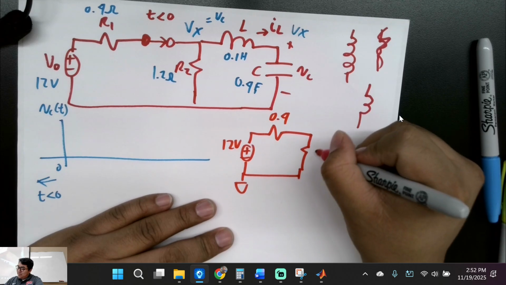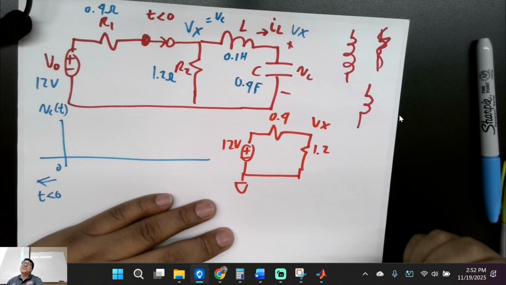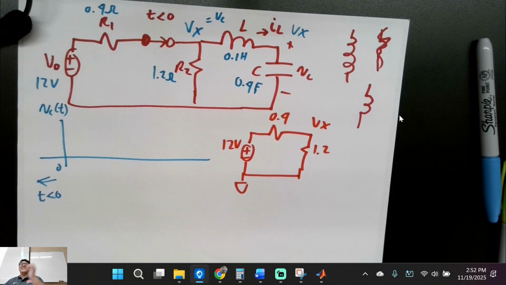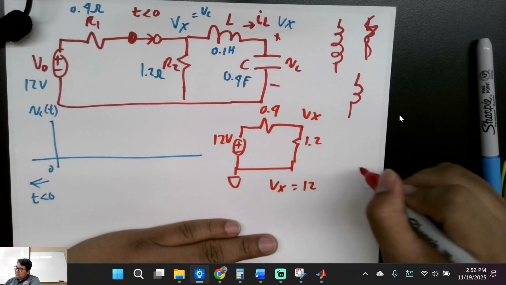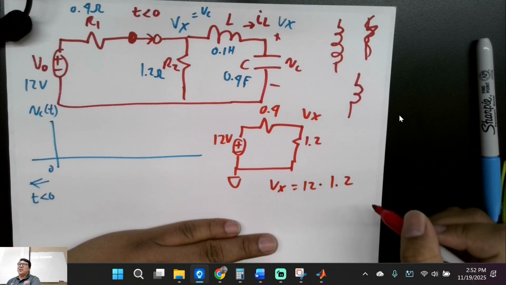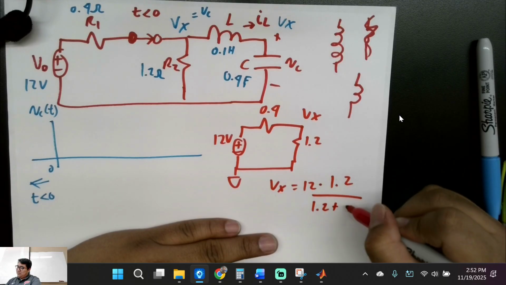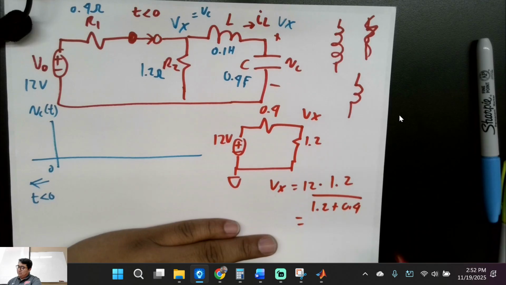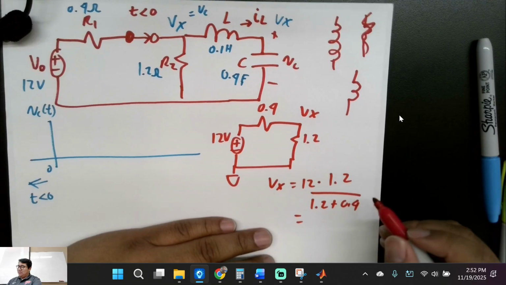0.4, 1.2. What does this look like? Voltage divider. Good. How do we do that? 12 times the resistor we want, divided by the sum of R1 and R2. That's 1.6 on the bottom.